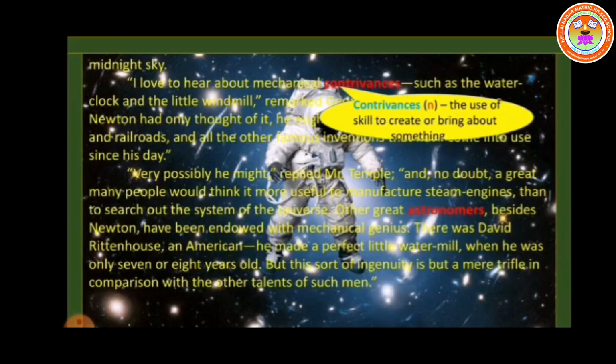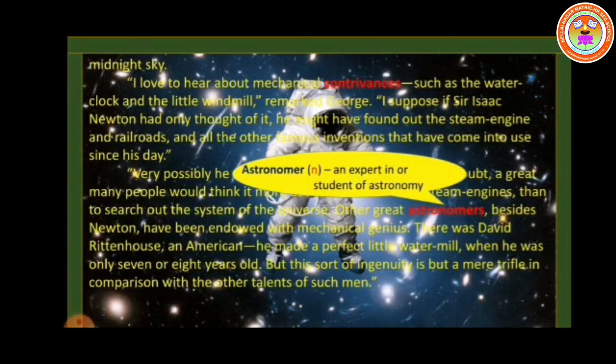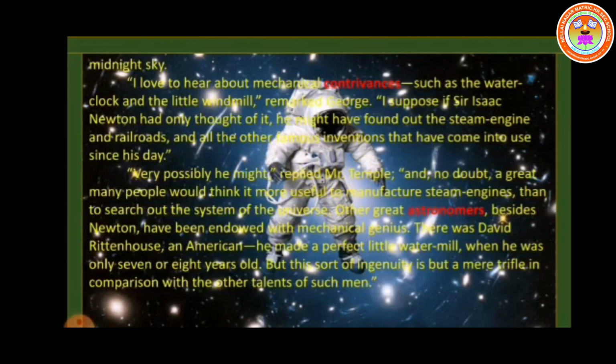Other great astronomers besides Newton have been endowed with mechanical genius. The experts in astronomy say that Newton was endowed with mechanical genius. He had all the mechanical genius. There was David Rittenhouse, an American. He made a perfect little watermill when he was only 7 or 8 years old. But this sort of ingenuity is but a mere trifle in comparison with the other talents of such men.